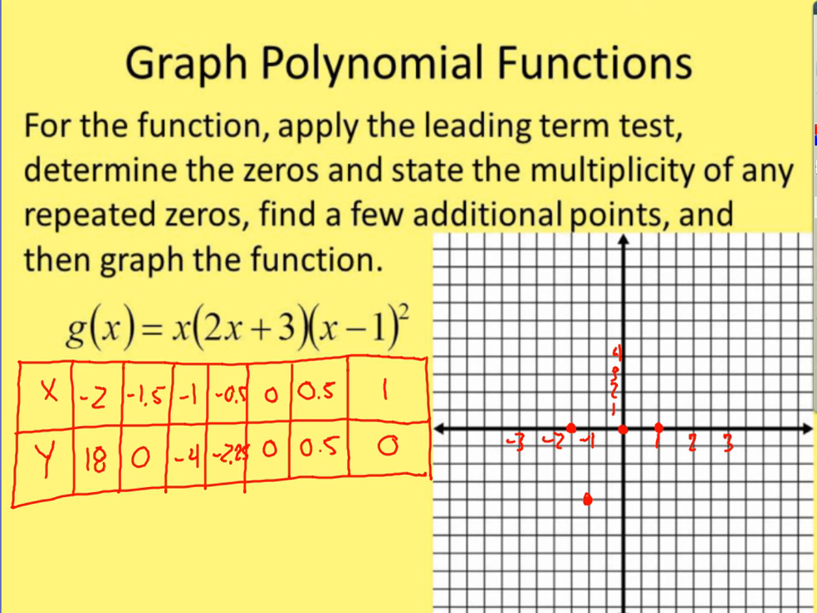If we graph at 0.5, we are at 0.5. So this is positive. We do know that it's going to be going up here, and we know it's going to be going up here because the two ends go up. We're going to hit the points between, and our graph should look like this.